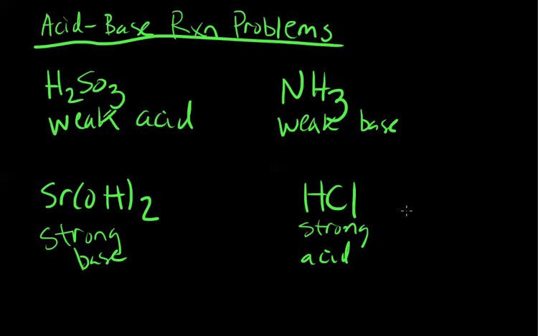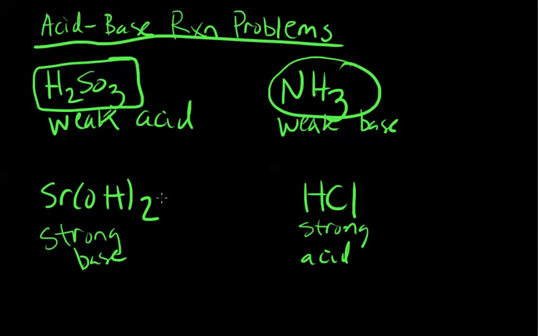Now, when these react, what is going to be the reacting species? Well, because ammonia is a weak base, it does not ionize at all. So when ammonia reacts, it is reacting as NH3. Same thing with a weak acid. When H2SO3 reacts, this molecule stays as one of the reactants.